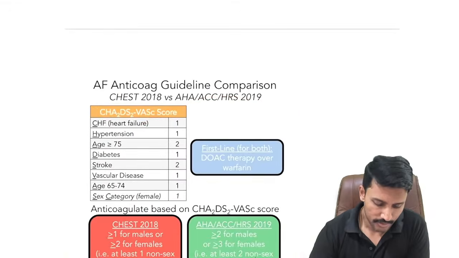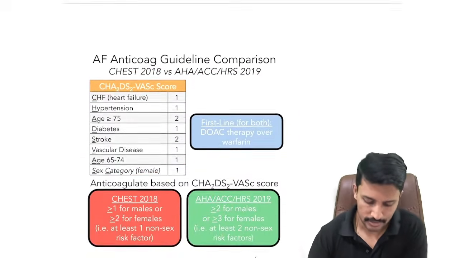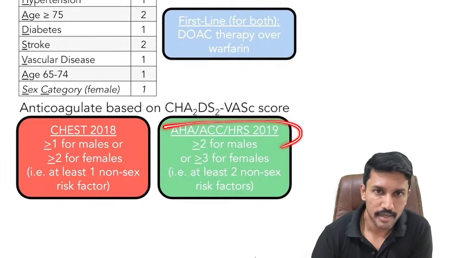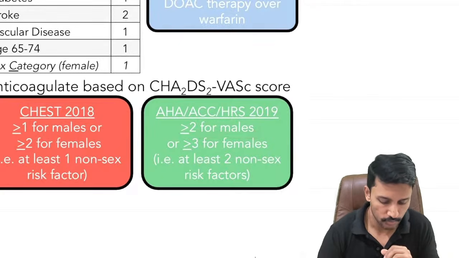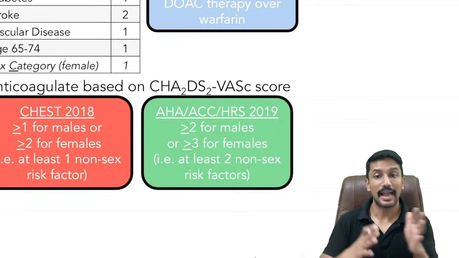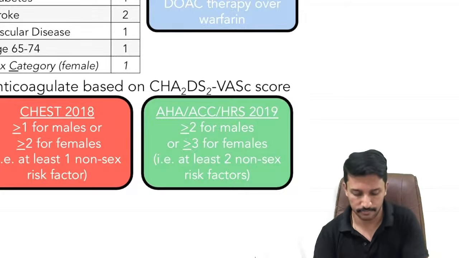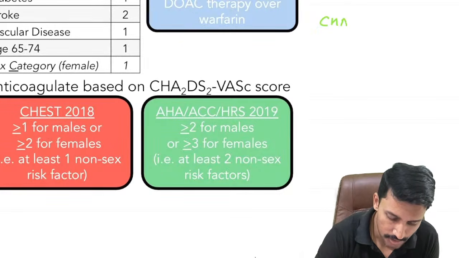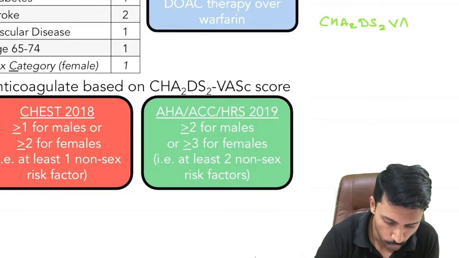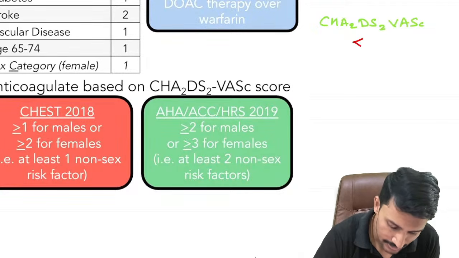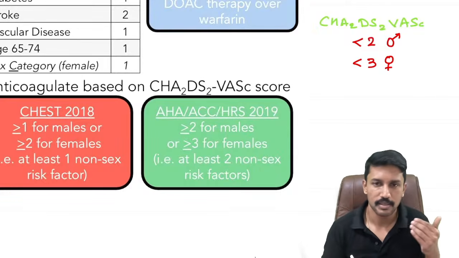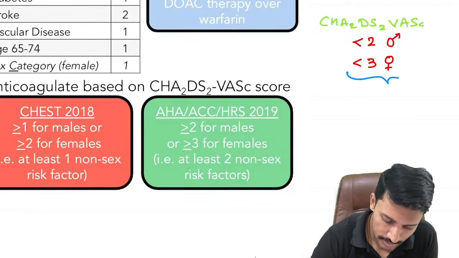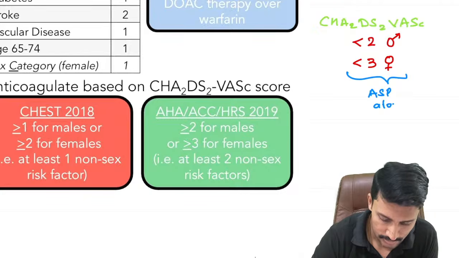So for every patient, we will calculate this score based on his history and examination findings, and then we have to decide. We will follow the American Heart Association guidelines, which say that a score of more than or equal to 2 for males or more than or equal to 3 for females calls for anticoagulation. If the score is less than this, aspirin alone is enough. So if the CHA2DS2-VASc score is less than 2 for males and less than 3 for females, less than 2 for males means 0 or 1, and 0, 1 or 2 for females, then we will treat them with aspirin alone as a stroke prevention strategy.